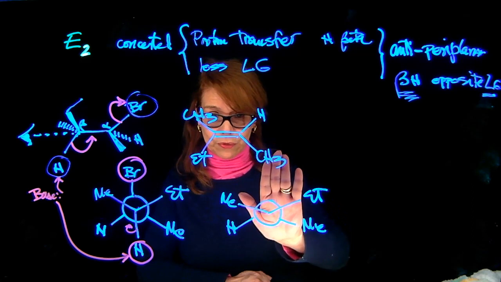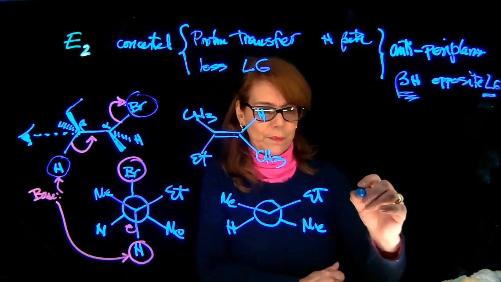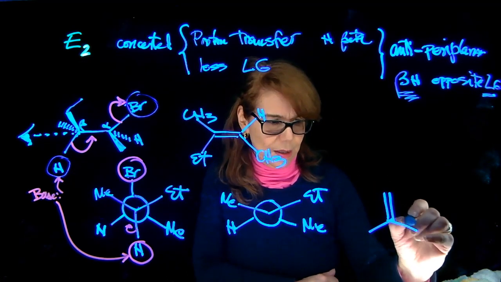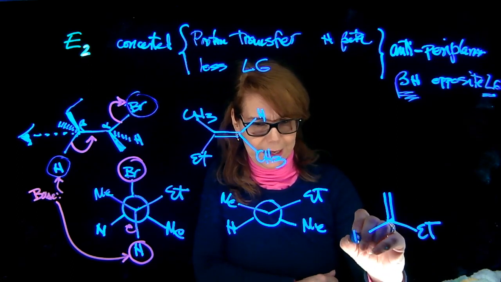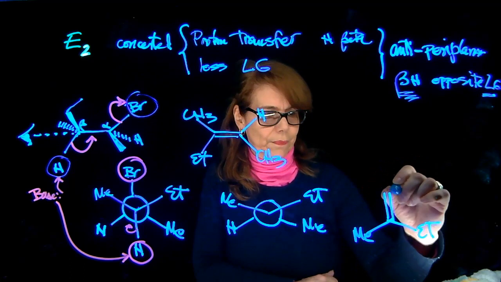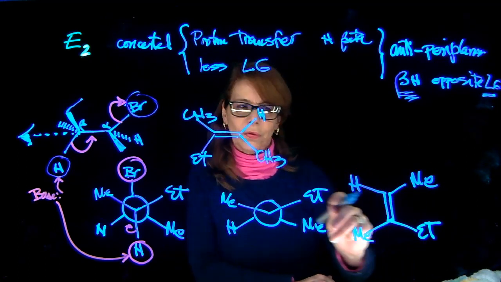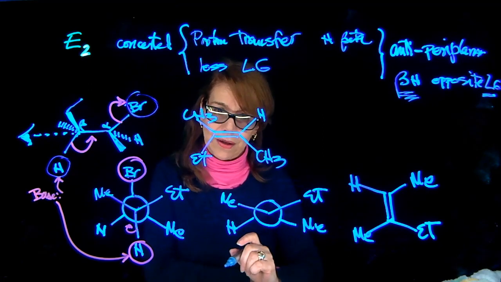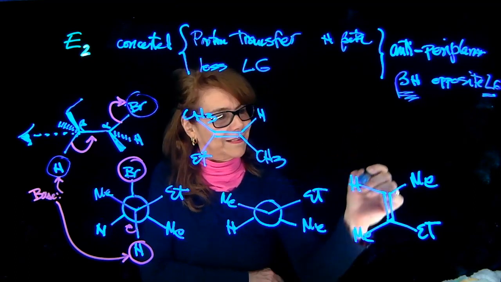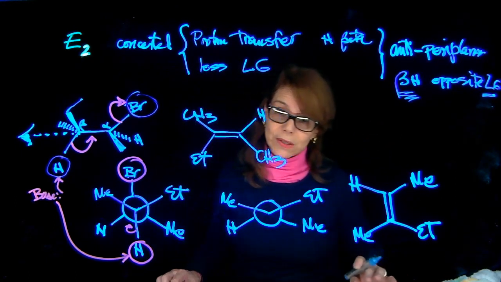Now I need to redraw it, and what I'm going to do is go from here to this position. When I do that, see, in the carbon in the front, I have an ethyl and a methyl. For the carbon in the back side, I have a methyl and a hydrogen. So notice this is the same product. What we need to see here is that you have methyl, methyl, opposite sides, ethyl and hydrogen, opposite sides. So that's a good way to predict products.